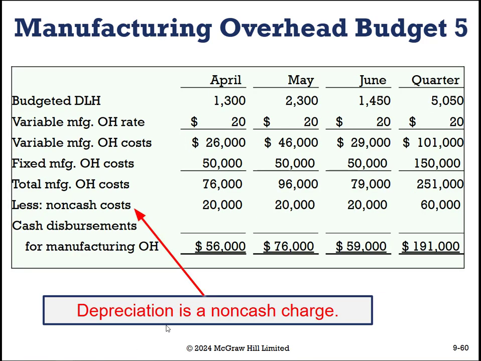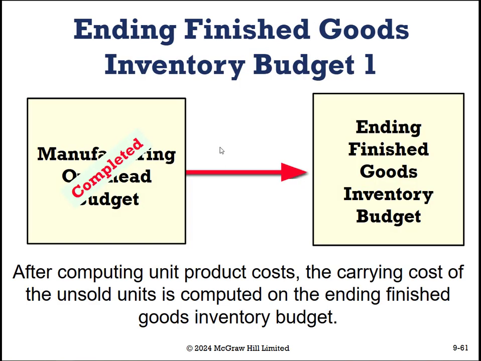depreciation is a non-cash charge. So we actually need to look at, yes, total manufacturing overhead costs, but then what is our actual cash disbursement going to be? So we need to subtract the $20,000 each month for depreciation so that we can see our cash disbursement, because this static budget is managing both our costs but also our cash required. Okay, so fabulous. We have just ended our DM, DL, MOH.